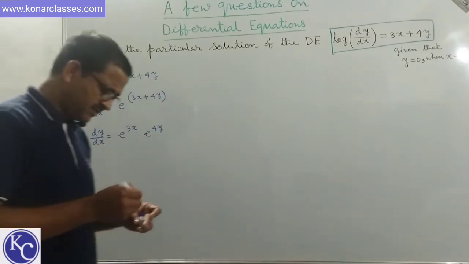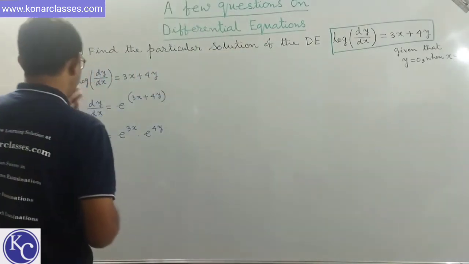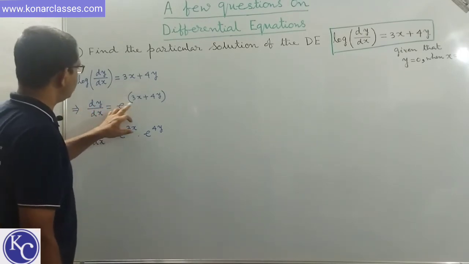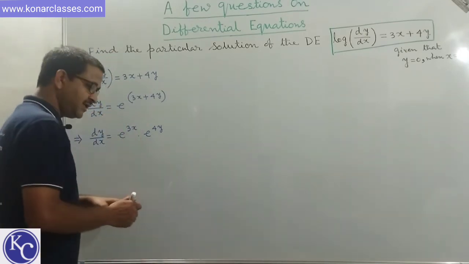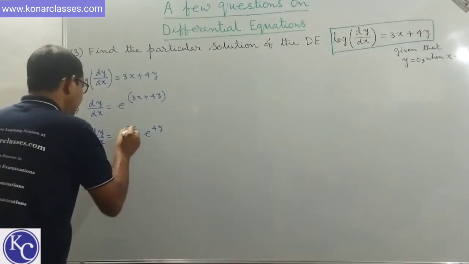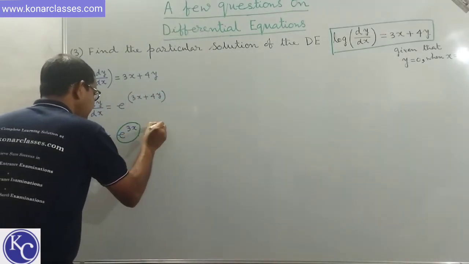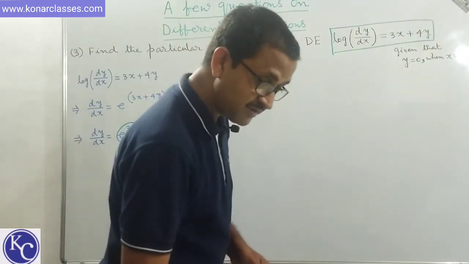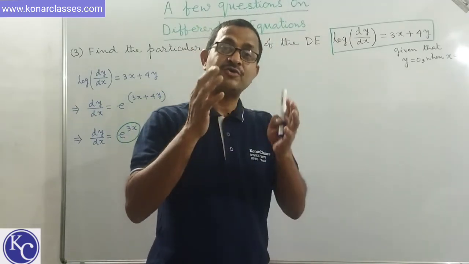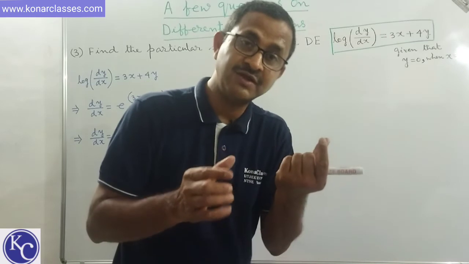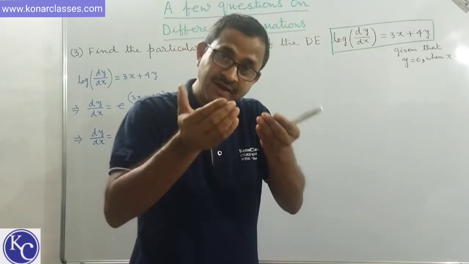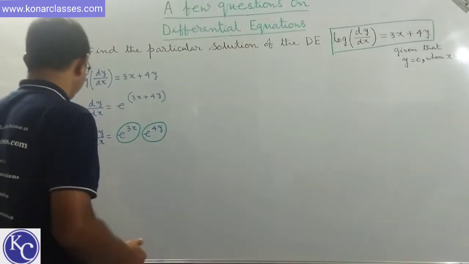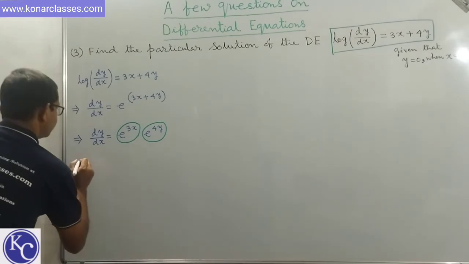You may ask, sir, why have you done this? The reason is that log dy/dx equal to 3x plus 4y gives us dy/dx equal to e power 3x plus 4y, so we can make it variable separable. As if this is a function of x and this is a function of y. If you remember, if we can express a function in x and y as a product of two functions, in which one function is only in x and the other function is only in y, we can solve the differential equation using variable separable. Correct?